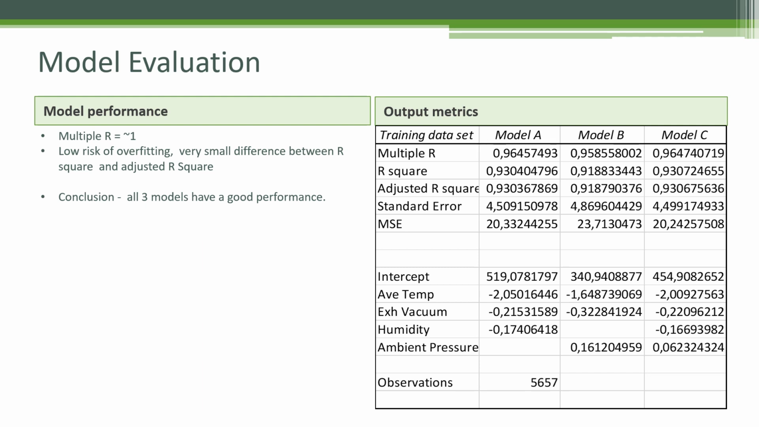Training the model, we see the following performance. All three models show a multiple R close to 1. There is also a very small difference for all three models between R squared and adjusted R squared, showing a low risk of overfitting. We can conclude that all three models have a good performance.